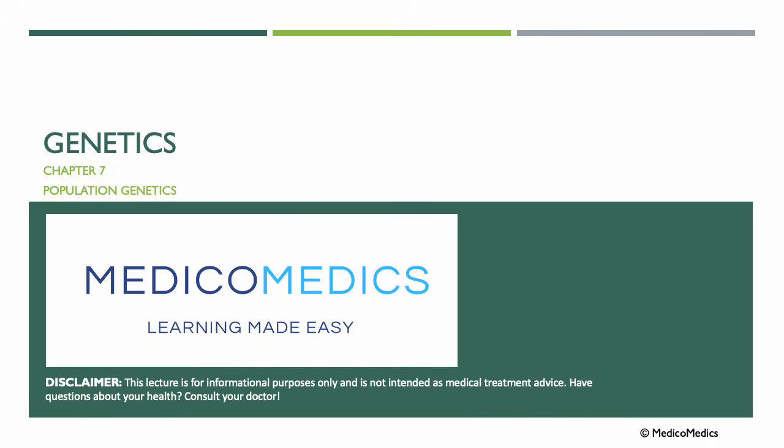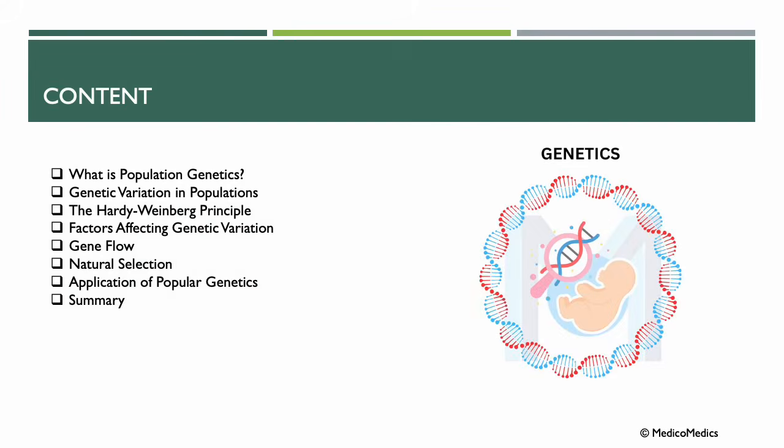Welcome to another lecture by MedicoMedics, Learning Made Easy, Genetics Chapter 7, Population Genetics. So in this lecture, we are discussing population genetics, talking about genetic variation, the Hardy-Weinberg principle, factors affecting genetic variation, continuing with gene flow, natural selection, application, and end with a summary.